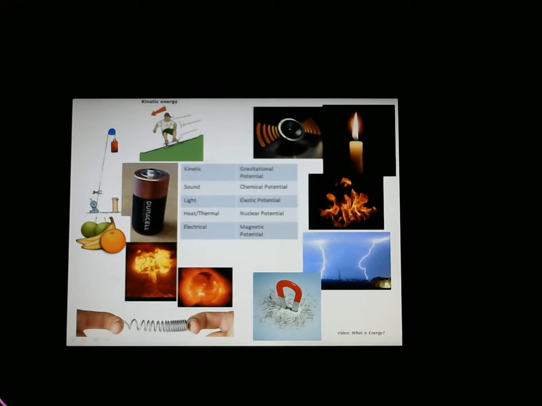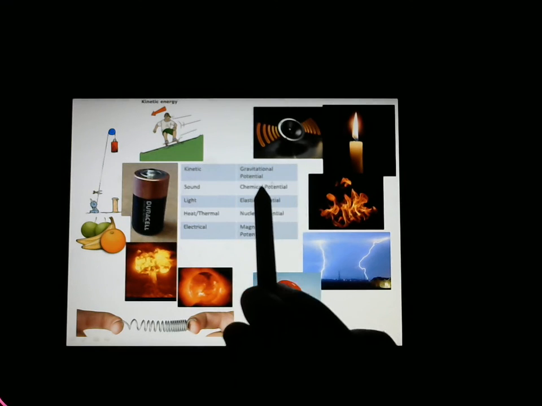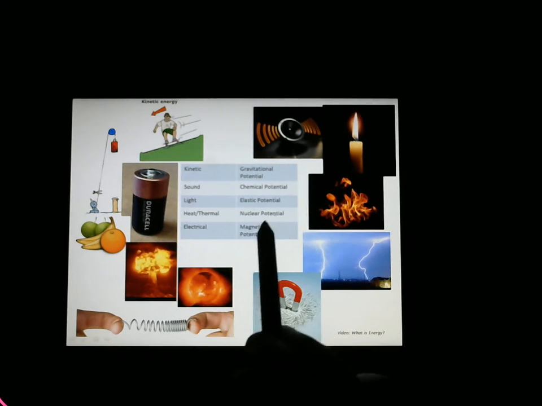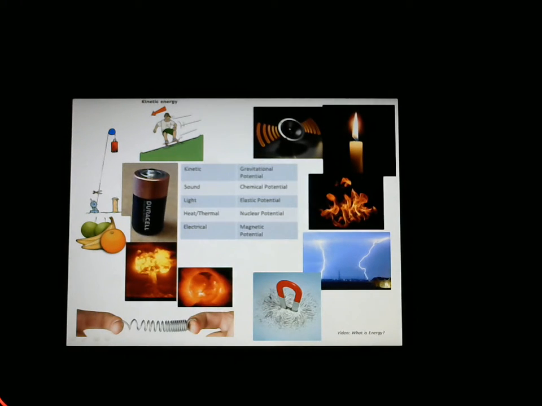Okay, now hopefully you sort of clued into it. Notice each of these are called something potential. Something potential, something potential, something potential, something potential. Well, these don't have the word potential. I like to call these ones active. They're energies that we see happening right now.